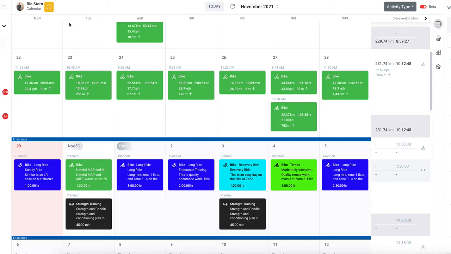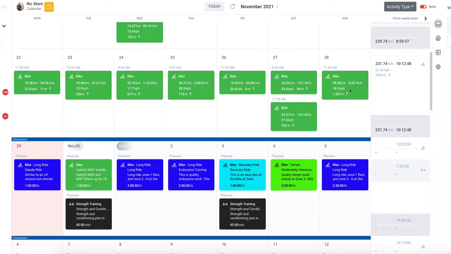So first of all, this is a training calendar in Final Surge that I use with a lot of my riders. And the first thing that we're doing is I'm looking at this session here, which is the one that I did yesterday, Sunday. It was a fairly lengthy indoor turbo trainer session. It was just under 2 hours and 45 minutes. And we can see here that I covered just under 50 kilometers. Of course, that's totally meaningless because it's obviously indoors.